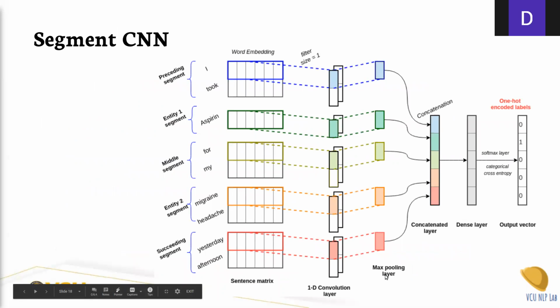This figure here shows an abstract view of the construction of the segment CNN. For example, in this sentence, I took aspirin for my migraine headache yesterday afternoon, aspirin and migraine headache are the entities. Each of these segments is then fed into separate convolutional units, and each convolution unit applies a sliding window that processes the segment and feeds the output to the max pooling layer to extract important features. The difference here is that the output of the max pooling layer of each segment is concatenated before being passed into the dense layer, as shown here. So finally, the output is converted into a one-hot encoded vector.